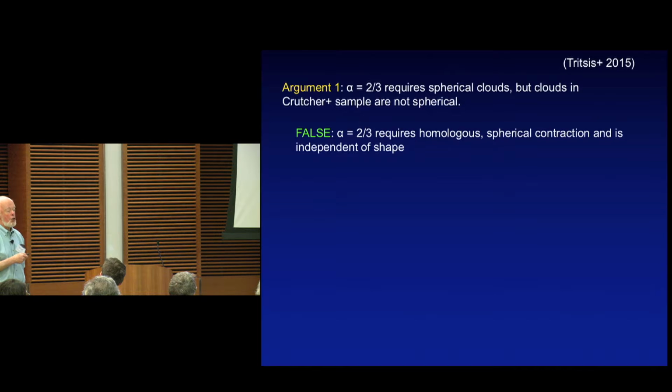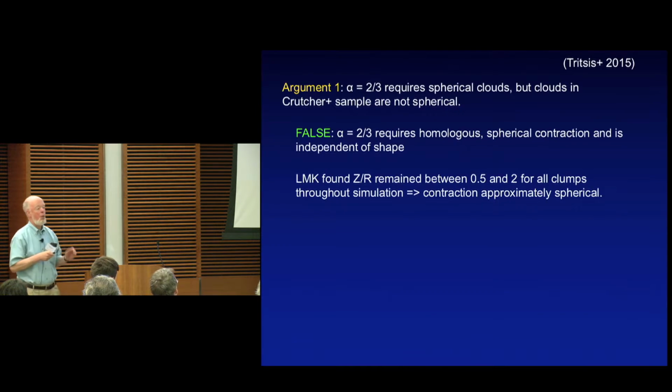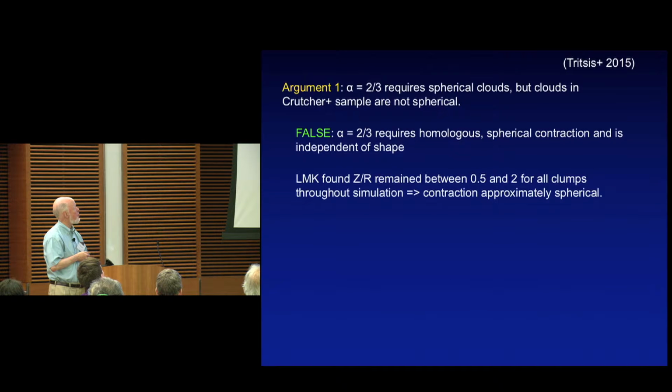So you have a cloud of arbitrary shape. If it undergoes a homologous contraction, then you'll get B going like rho to the 2/3. In fact, we looked at the aspect ratio of our clouds, and we found that they were generally between about 1/2 and 2 throughout the simulation. Now, we could not track individual clouds. We would take different snapshots, and because this is a turbulent medium, you can have clouds colliding with each other and merging and so forth. So I can't say that I have an isolated cloud that we followed very carefully and it remains spherical. But when you take the different snapshots and look at them, all the clouds are basically in this range, and that's consistent with approximately spherical collapse.